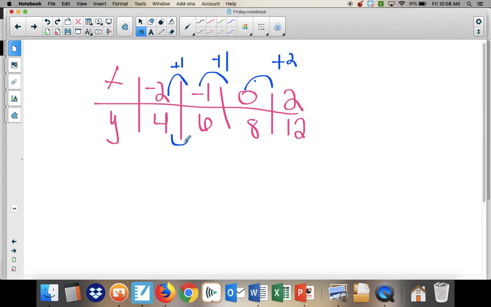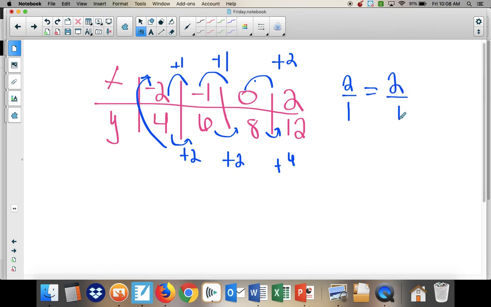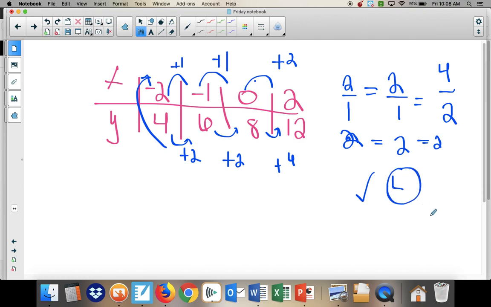Now on this one, increase 2, increase 2, increase 4. Now you may be thinking, well, 1, 1, 2, 2, 2, 4, they're different. But watch what happens. 2 over 1, because again, y divided by x. Does that equal 2 over 1? Yep. Does that equal 4 over 2? Well, 2 over 1 is 2. 4 over 2 is 2. So this is actually a linear function.